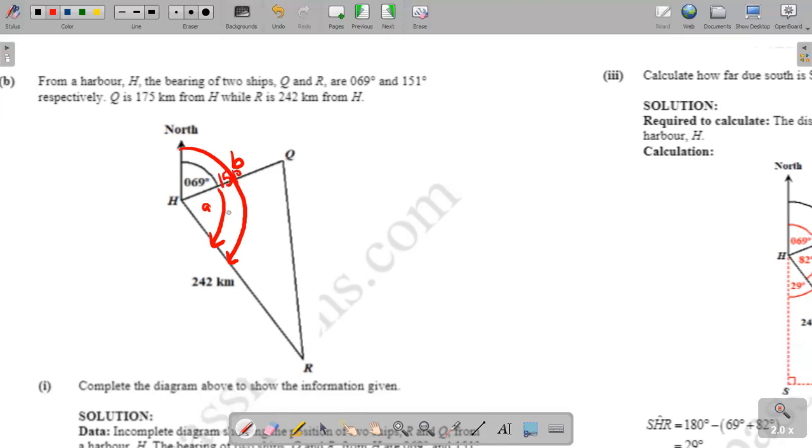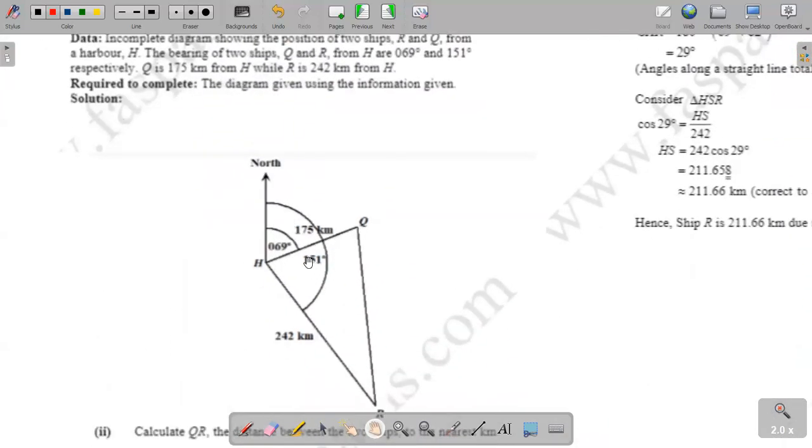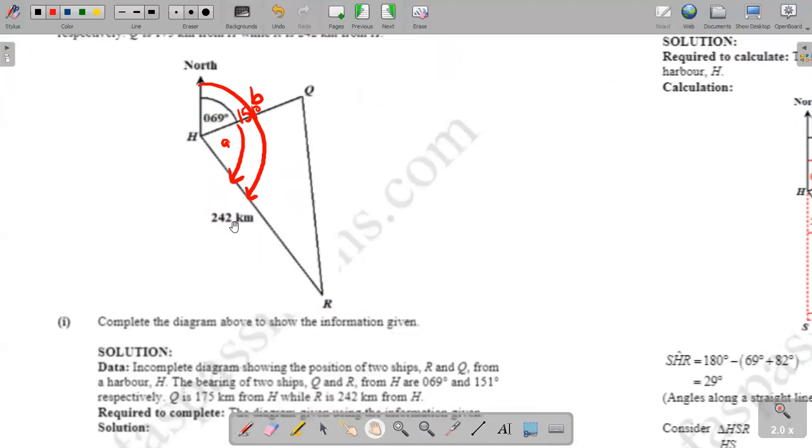You realize this? We did something similar here. Complete the diagram above to show the information given. Boom. You get 1 mark just for showing that. Everybody see? Same thing I was showing you there just now. So you just would put in this, even before they ask, what is the angle A?